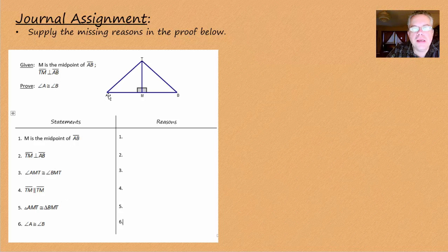We want to show that angle A and B are congruent. They look congruent, but that's not enough to conclude they're congruent. We have to conclude they're congruent based on the information we're given. So we have to show these two triangles are congruent, and then using CPCTC, we know that the angles are congruent. So see if you can come up with the 6 reasons for this.